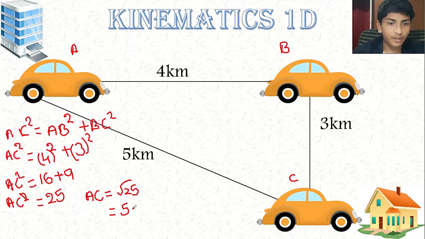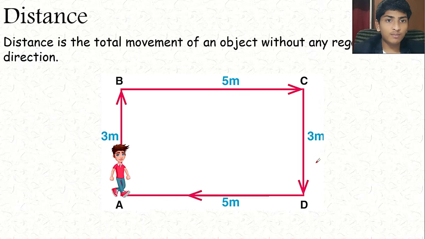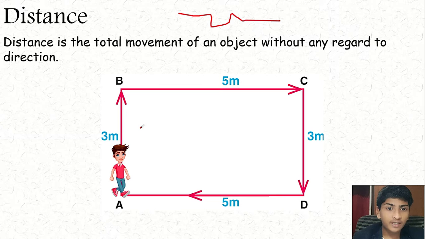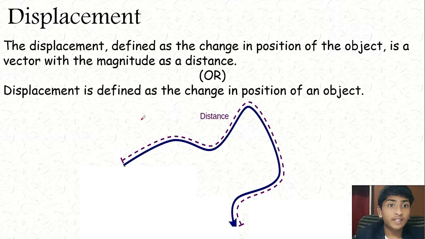That's it. Now let's talk separately about displacement and distance. Distance is the total movement of an object without regard to direction. Distance is the total movement of an object or a body without direction. Distance means it may go like this, however it wants. It doesn't have any accurate direction. This is the distance.